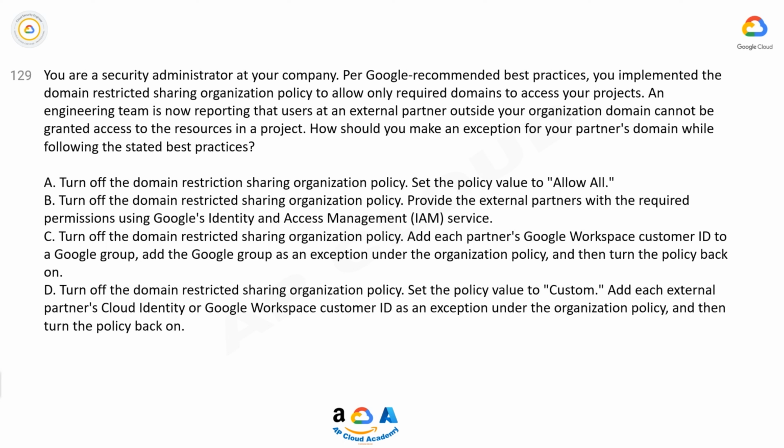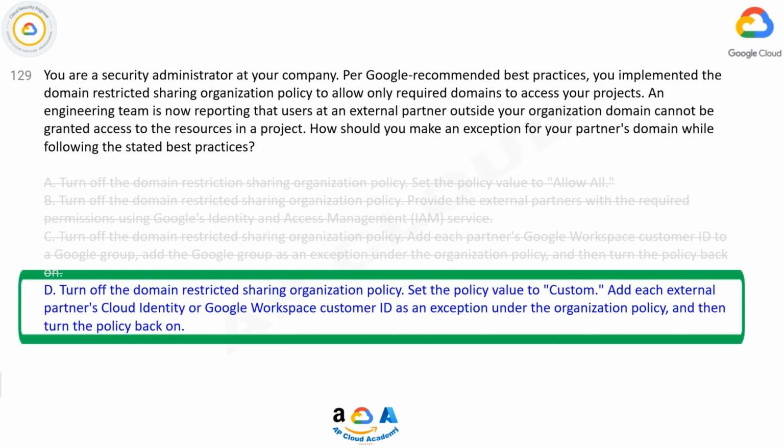D. Turn off the domain restricted sharing organization policy. Set the policy value to custom. Add each external partner's Cloud Identity or Google Workspace customer ID as an exception under the organization policy, and then turn the policy back on. Correct answer is D. Turn off the domain restricted sharing organization policy. Set the policy value to custom. Add each external partner's Cloud Identity or Google Workspace customer ID as an exception under the organization policy, and then turn the policy back on.